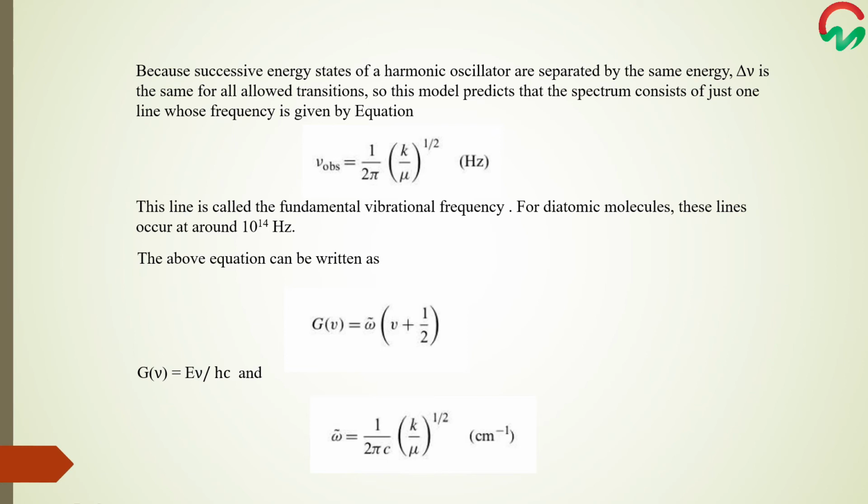So this model predicts that the spectrum consists of just one line whose frequency is given by this equation, where nu absorbed is equal to 1 by 2 pi square root k by mu. This line is called the fundamental vibrational frequency for the diatomic molecule, and these lines occur around 10 raised to the power 14 Hertz. So the above equation can be rewritten as G_v equals omega bar, v plus half. Here G_v is E_v by hc, and omega bar is in terms of wavenumber, which has unit per centimeter.